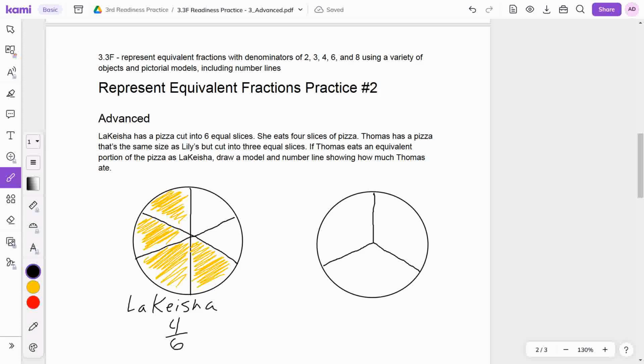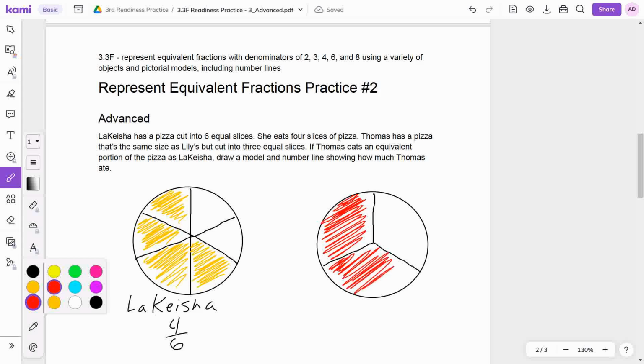And so for Thomas, I'm going to say that he eats the equivalent portion of pizza. So I'm going to try to shade that same part that I see over with Lakeisha. And we see that it actually fits right there. And so we can say Thomas is eating 2/3 of the pizza because that's that same portion. Lakeisha just has smaller slices, so there's more of them. All right, so we can say that 4/6 is equal to 2/3.